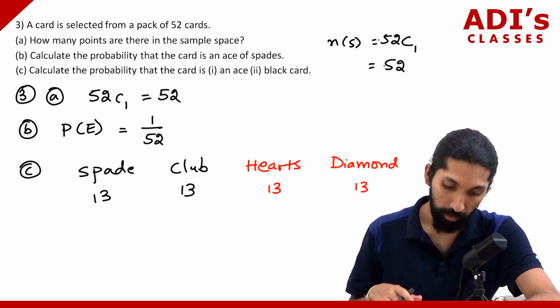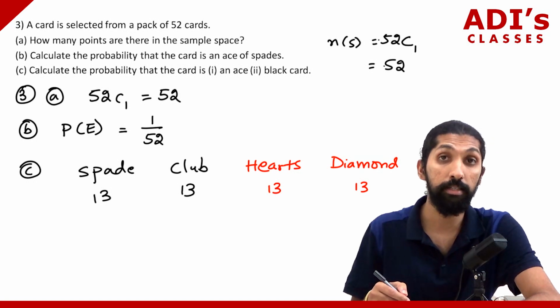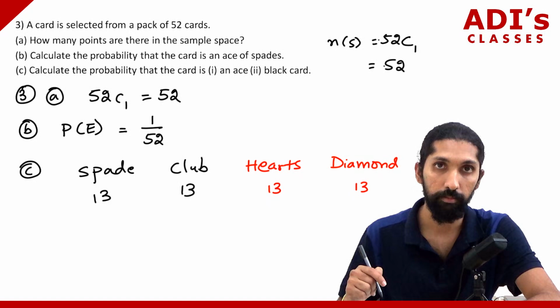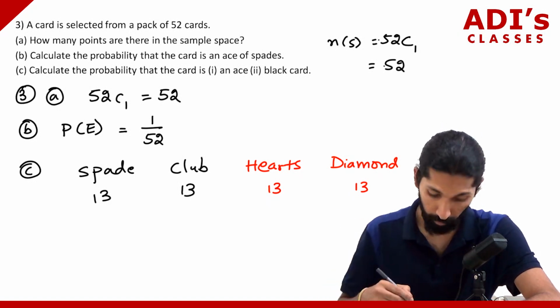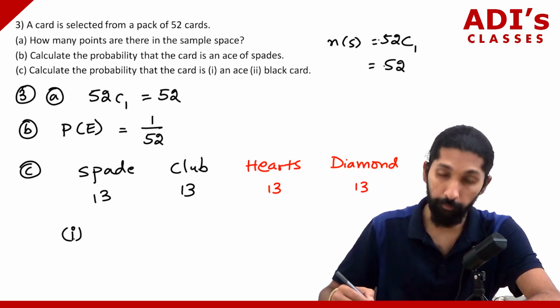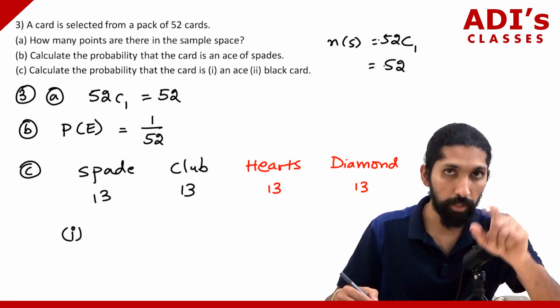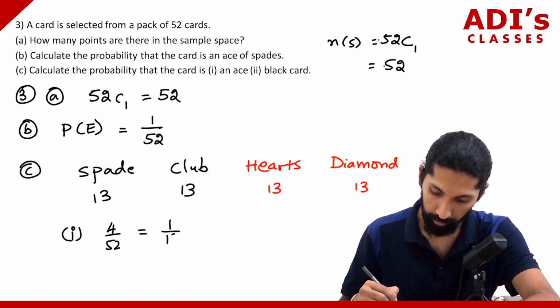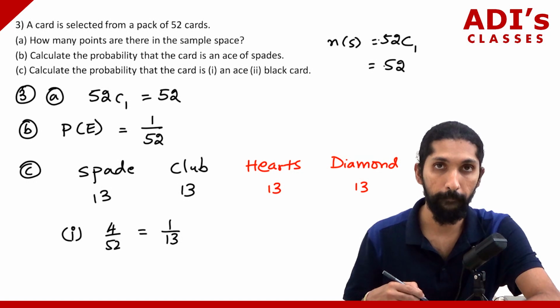Now the third one, what is the probability that the card is an ace? Now each suit has one ace. Okay, each suit. That means there are 4 suits and each suit has one ace. So we are going to have 4 out of 52, or you can say 1 by 13. This is the answer for the first one.